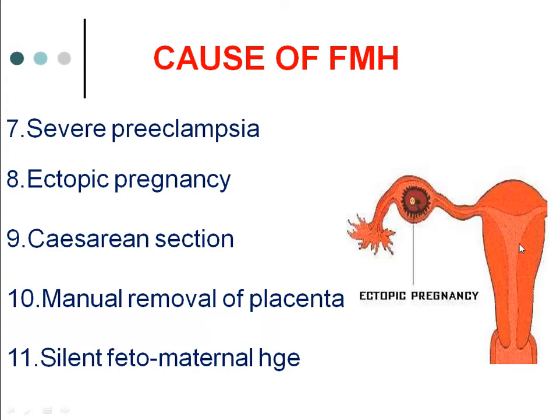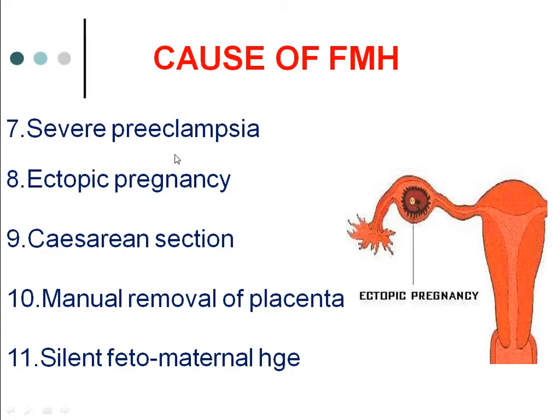The other causes of fetal-maternal hemorrhage is, as you can see in this figure, this is the uterus, this is the tube. In the tube, you see a pregnancy, what is known as ectopic pregnancy. This ectopic pregnancy cannot sustain there. So either it has to rupture or it has to be aborted. Once it ruptures, the fetal blood goes into the peritoneum of the mother, and from there it is absorbed.